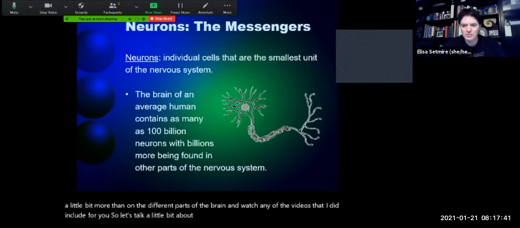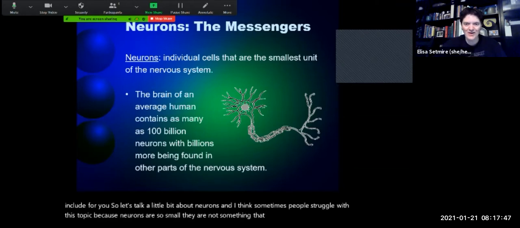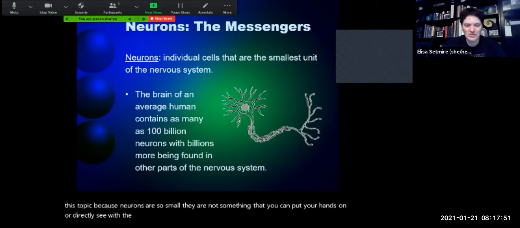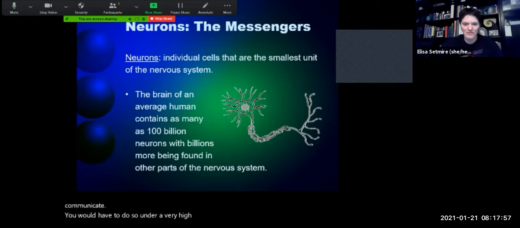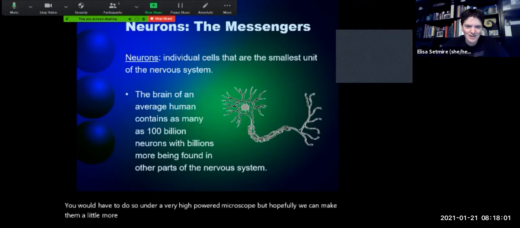I think sometimes people struggle with this topic because neurons are so small. They're not something that you can put your hands on or directly see with the naked eye. In order to see neurons or watch them communicate, you would have to do so under a very high-powered microscope. But hopefully we can make them a little more accessible for you today.